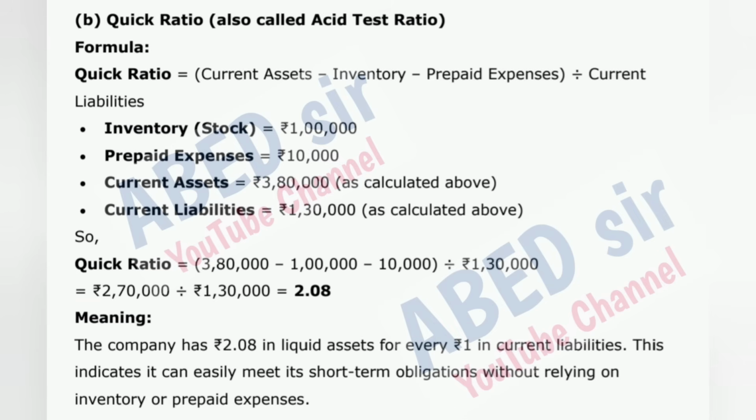So, quick ratio is equal to 3,80,000 minus 1 lakh minus 10,000 divided by 1,30,000 rupees is equal to 2,70,000 rupees divided by 1,30,000 rupees is equal to 2.08. Meaning, the company has 2 rupees and 8 paise in liquid assets for every 1 rupee in current liabilities. This indicates it can easily meet its short-term obligations without relying on inventory or prepaid expenses.